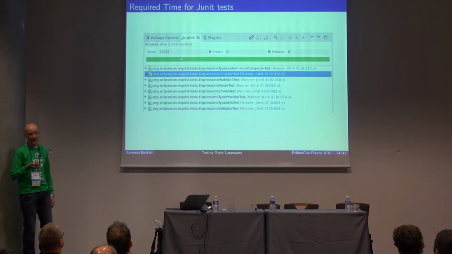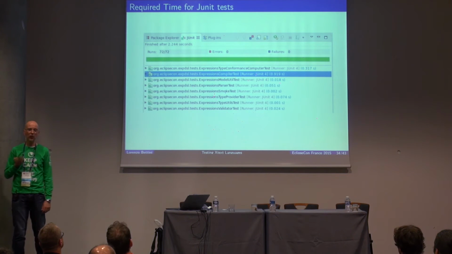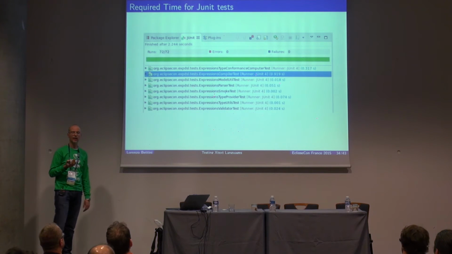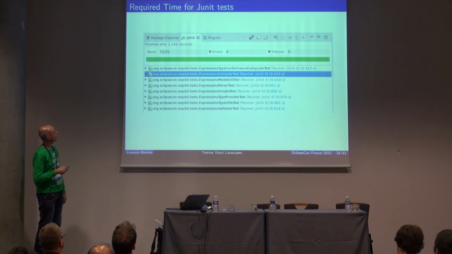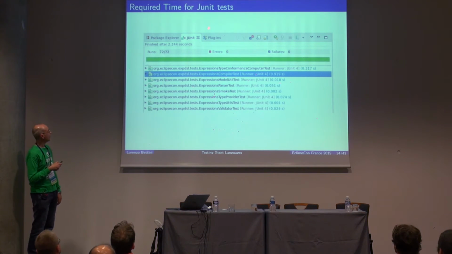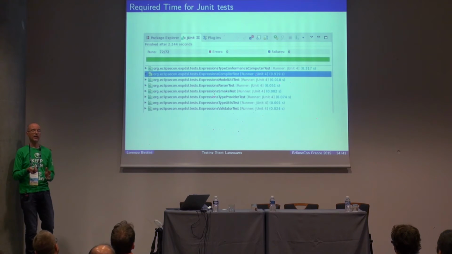So as I said, we are able to test most of the things as plain JUnit tests without running any UI. And that's important because if you take this example, it has 72 unit tests, and it only requires 2 seconds and something, okay?